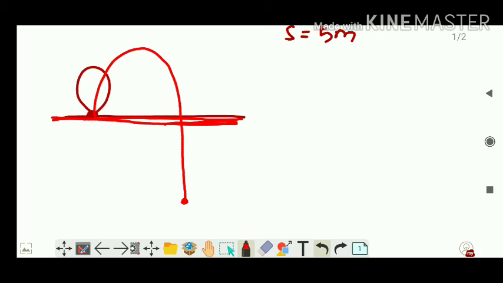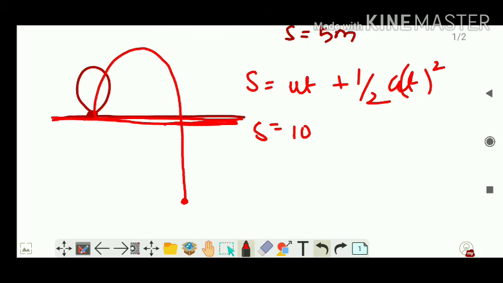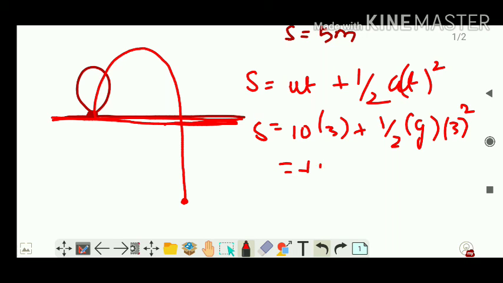So after 3 seconds, where the stone will be, I can say s is equal to ut plus half at squared. Here t I can put 3. u is 10, right? So you will find 10 times 3 plus half g's value, minus 10, then put 3 squared. You will find the s value as minus 15. That is, if this is the initial position of the stone and this is the final position of the stone, the displacement of the stone after 3 seconds is minus 15 meters.